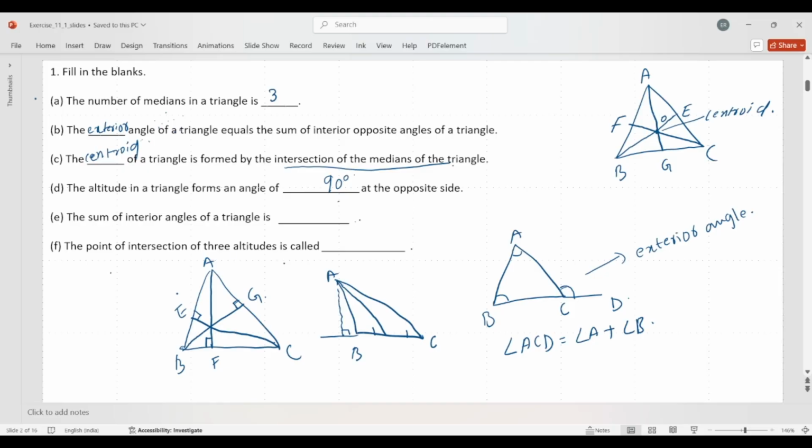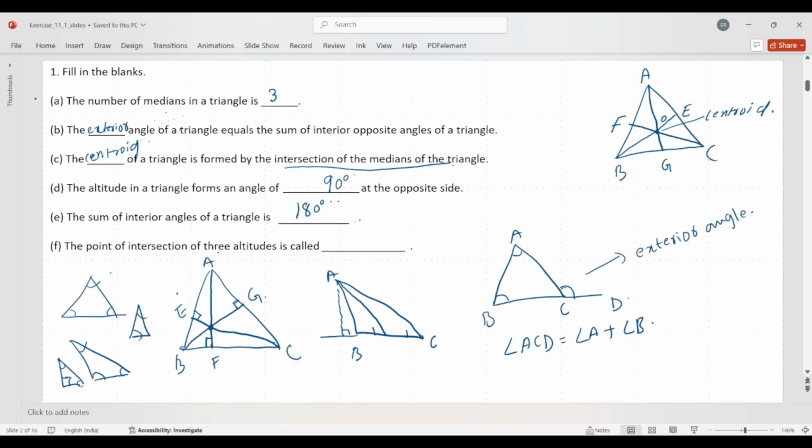Now we will check E here. The sum of interior angles of a triangle is, we have any kind of triangle, okay, so the sum of these 3 angles will be 180-degree. This is angle sum property, even if we have a right angle triangle. So the sum of interior angles of the triangle is 180-degree. This is angle sum property, that the sum of interior angles of the triangle is 180-degree.